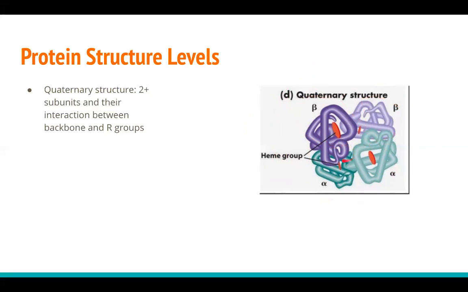The subunits that this is made of, because of the colors, it makes me think there are 4 subunits total, but there are 2 types of them. So this is a subunit, this is a subunit, subunit 3, and subunit 4.